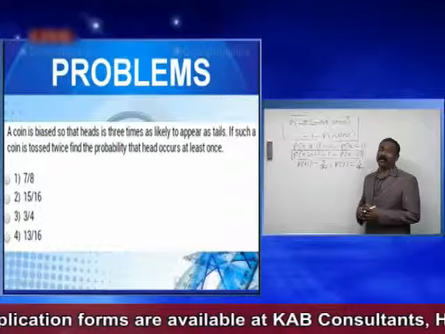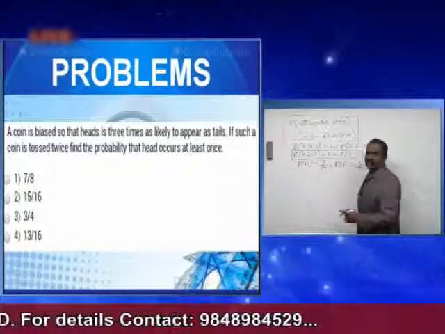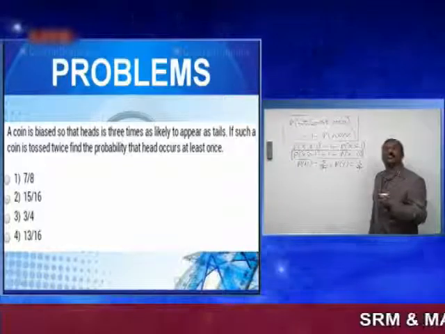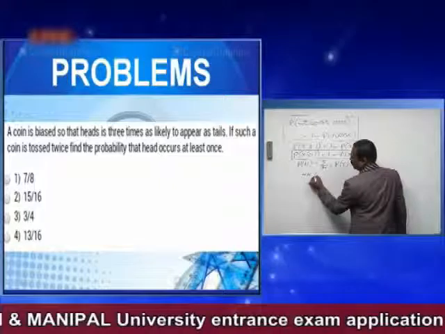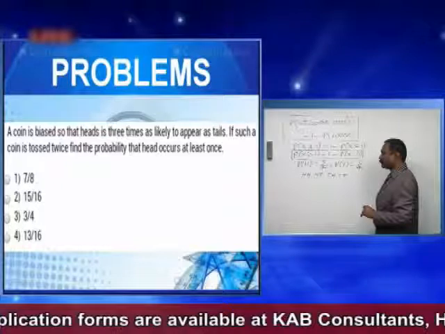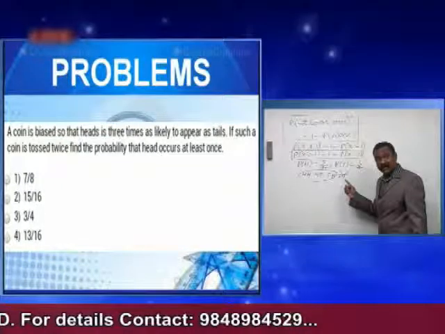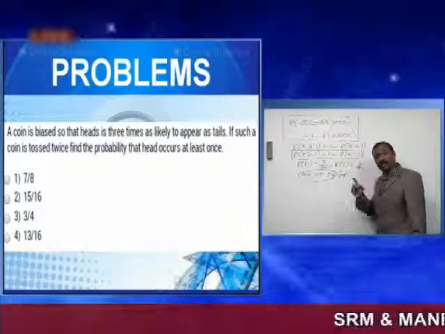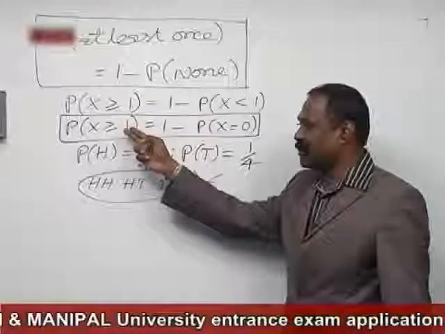So none of the heads occur, we will take that. Head occurs at least once, and how many times is the coin tossed? Twice. Twice means it's simple. You can understand: head head, head tail, tail head, tail tail. That means this case we want, this case we don't want. We will take this only, because it is 3 cases, but it is only 1 case. We will take this and substitute that here, so that you'll get the at least 1 case.